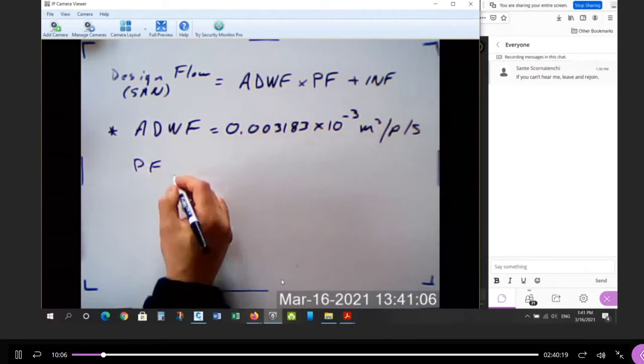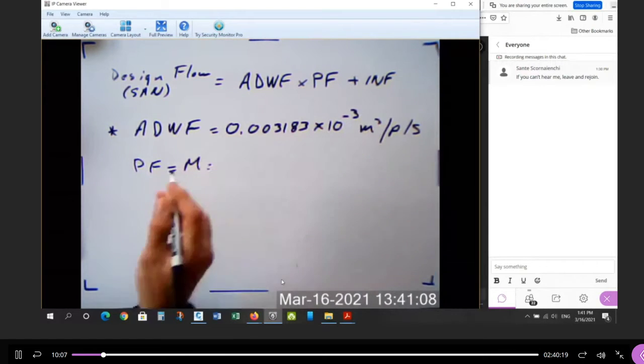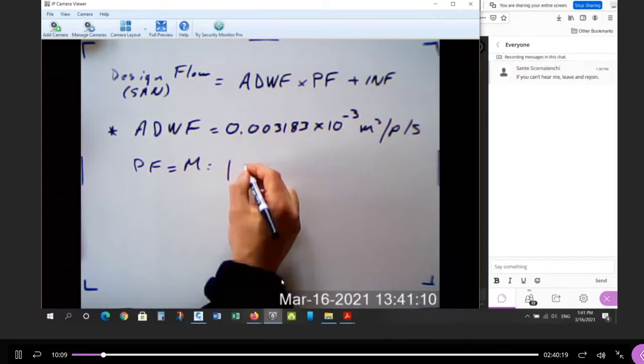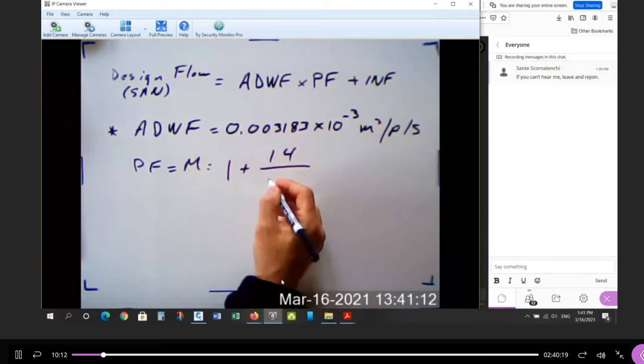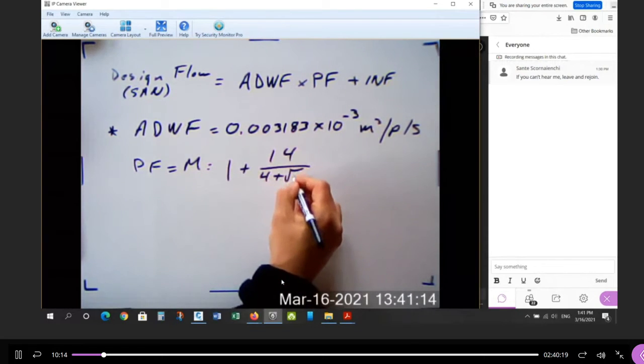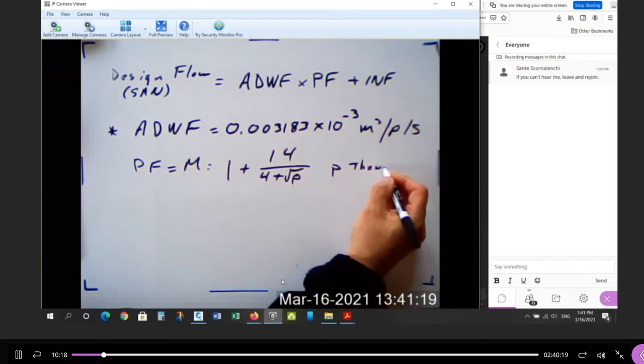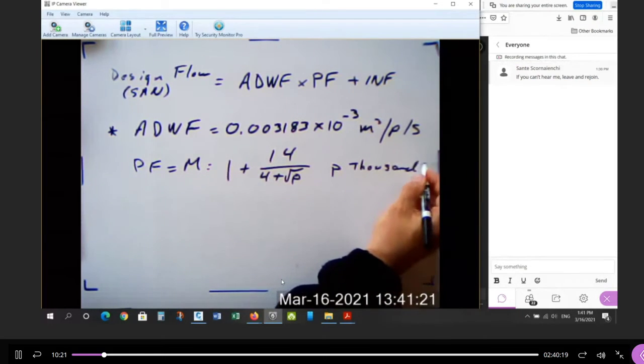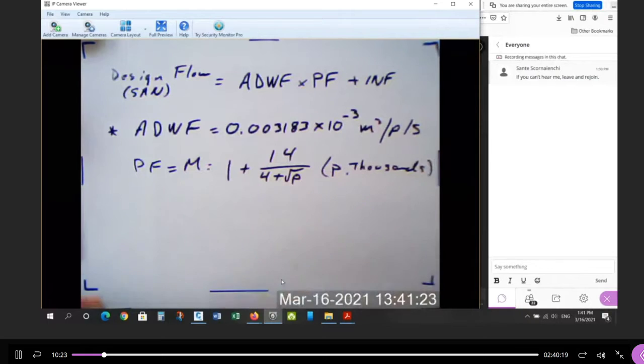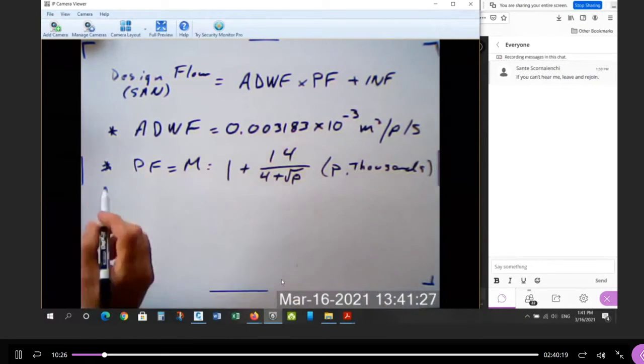The peaking factor, which we call M, right? The formula for M is 1 plus 14 over 4 plus the square root of P, where P is in thousands. All right, so you have to take your population and divide by 1,000. So that's the next part of the equation.